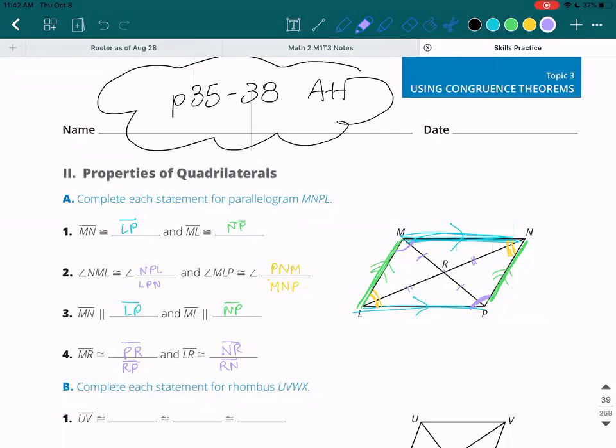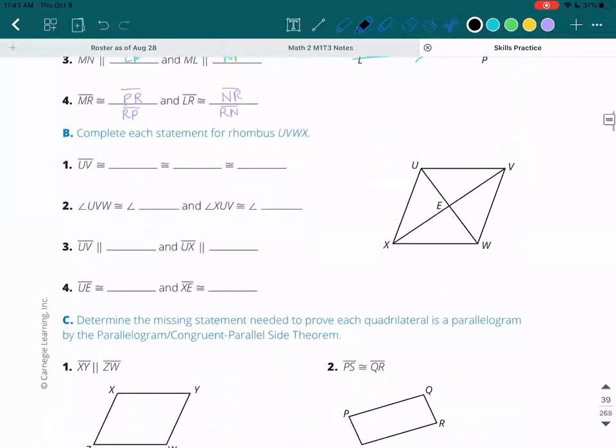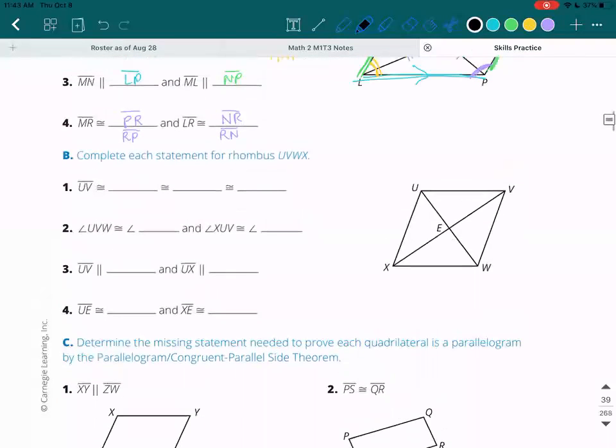Good job, guys. Any questions on section A? If there are any questions, make sure you interrupt me so that I can go back and help you out. But it doesn't sound like there is anything, so I'm going to go to section B.